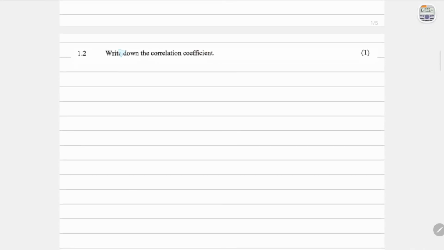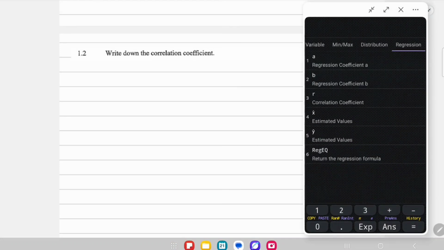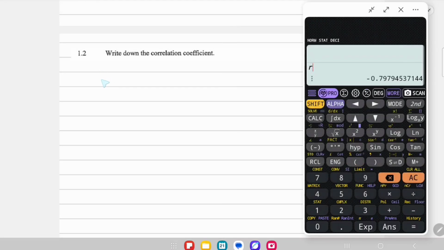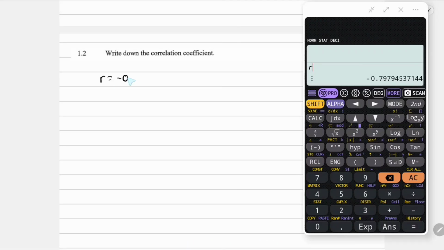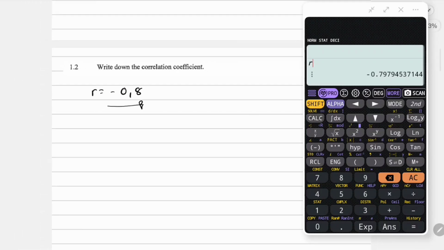The next question, 1.2, says write down the correlation coefficient. So the correlation coefficient will also be found where we find regression. So you can press Shift and 1, and then again go to number 5 for regression, and there's our correlation coefficient. It is r. So r is equal to negative 0.7, and that's going to round up. You see that the 7 will round that up, and then that adds a 1 to the 7. So that is 0.8. So negative 0.8 is our answer for the correlation coefficient.